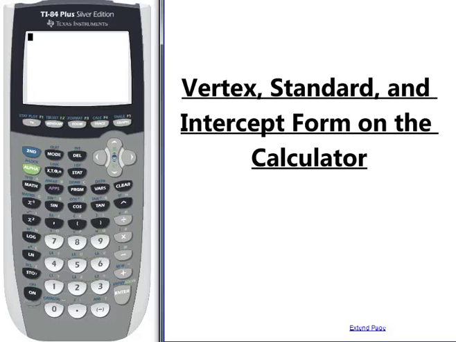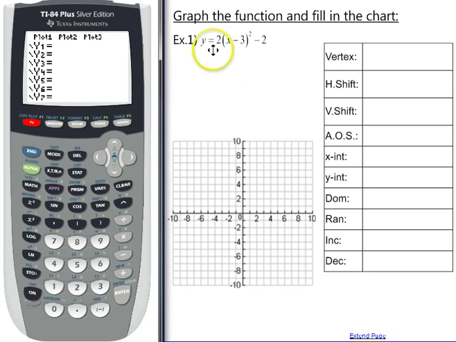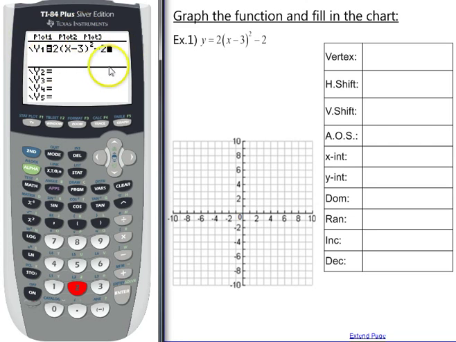We're going to recap graphing and finding all the information for quadratics in Vertex, Standard, and Intercept form on the calculator. So the first thing that we want to do is to put the equation into the calculator. So go into y equals, and it doesn't matter what form it's in. Whether it's in Vertex, Intercept, or Standard form, you still want to type it in exactly as you see it. So 2 parentheses, x minus 3, close parentheses, squared, minus 2. So first, just make sure you type in your equation correctly, and then you want to graph your parabola.